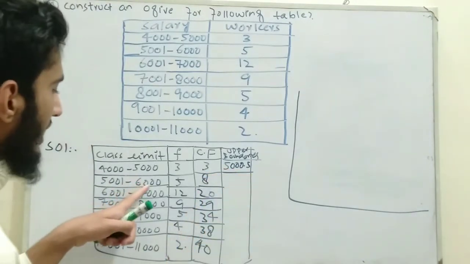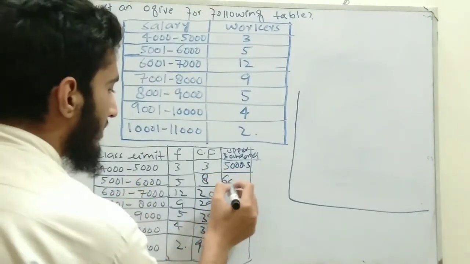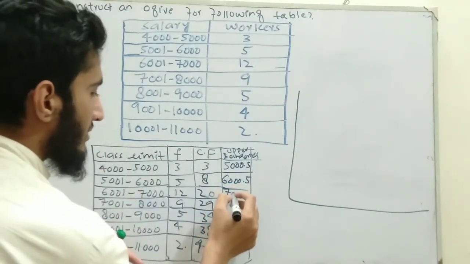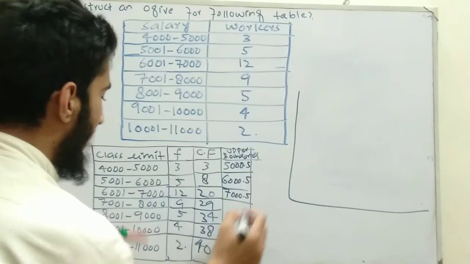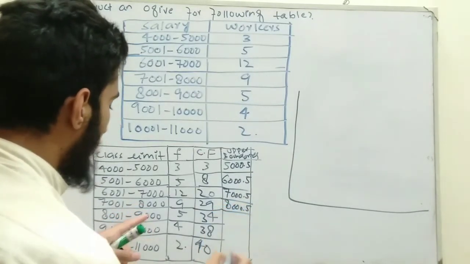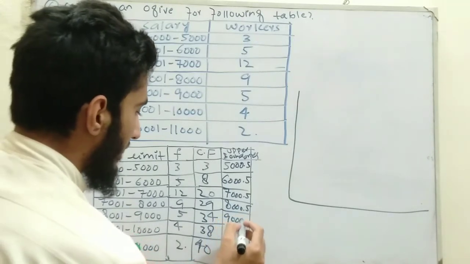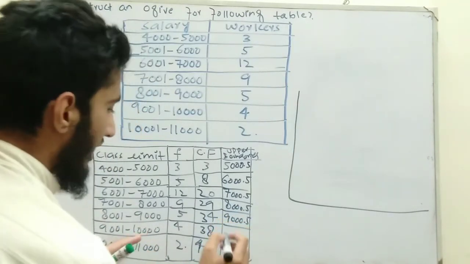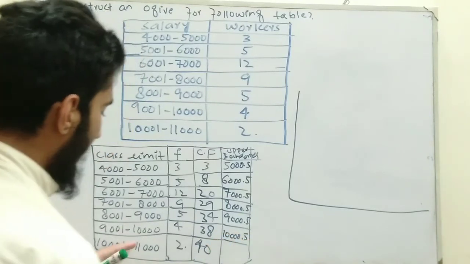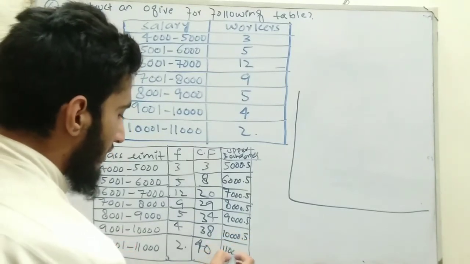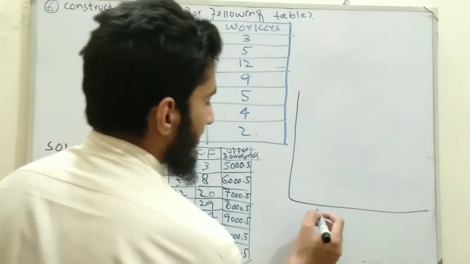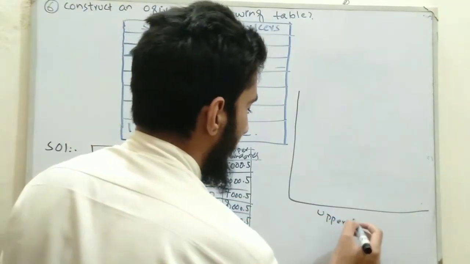Here we add 0.5 to the higher limit, so the next one becomes 6,000.5. The next one will be 7,000.5, then 8,000.5, then 9,000.5, after this 10,000.5, and the last one will be 11,000.5.